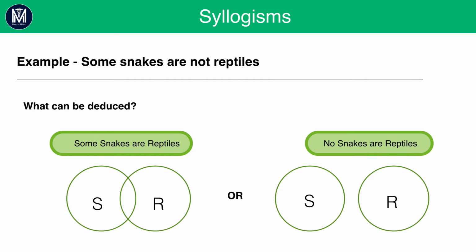Conclusions that will not follow, for example, would be all reptiles are snakes. All reptiles are not snakes. We don't know this for sure just by looking at the statement. We know that either some snakes are reptiles or that no snakes are reptiles. These are the two possible conclusions that could be deduced from the statement. No more than that.